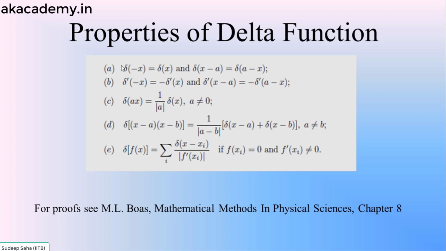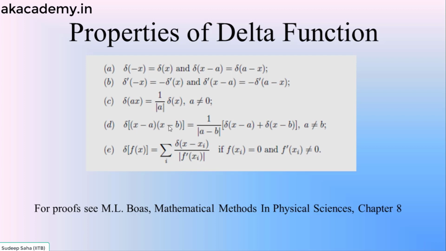Now some properties of delta function. Delta of minus x is essentially delta x. Okay, and delta of x minus a is equal to delta of a minus x. Both are same. Okay, but the first derivative of delta minus x is equal to minus delta prime x. Okay, similarly delta prime of x minus a is minus delta prime a minus x. Okay, third property is delta of ax is 1 over modulus of a delta x, a is not equal to 0.